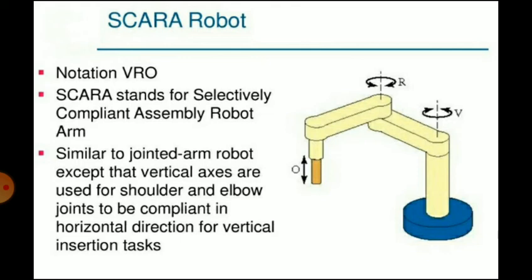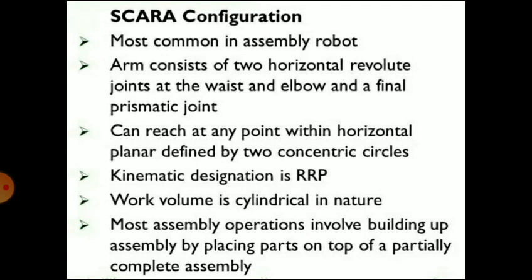So this permits the robot to perform insertion tasks, that is for assembly, in a vertical direction where some side to side alignment may be needed to make the two parts fit properly. So it is the most commonly used assembly robot. The arm consists of two horizontal revolute joints at the waist and elbow and a final prismatic joint.